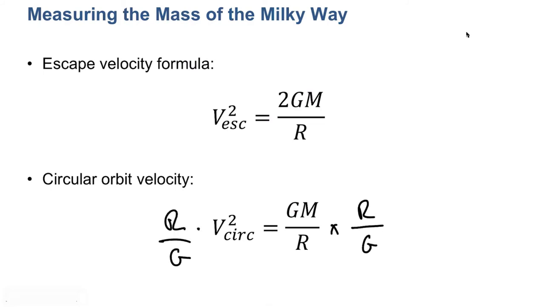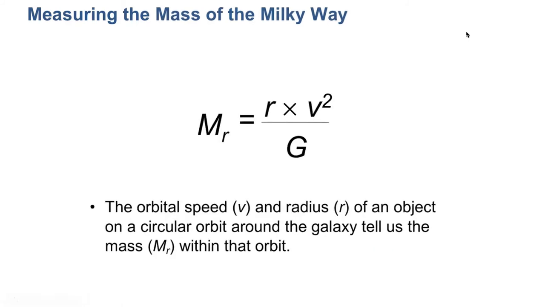That over here will cancel out the r's and the g's, and we'll be left with the equation that I'm going to write down on the next slide, which is M equals r times v squared over G, where v is the orbital speed for an object moving in a circular orbit, r is the distance from the center of the galaxy, and M of r is the mass of the galaxy.